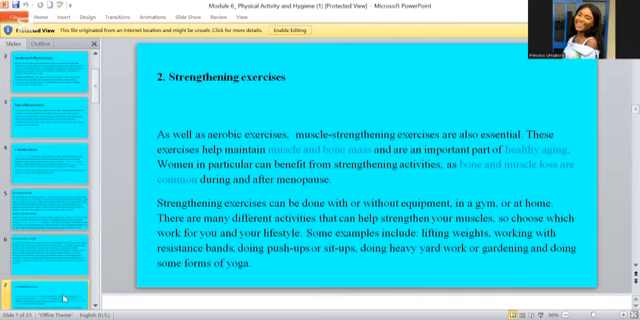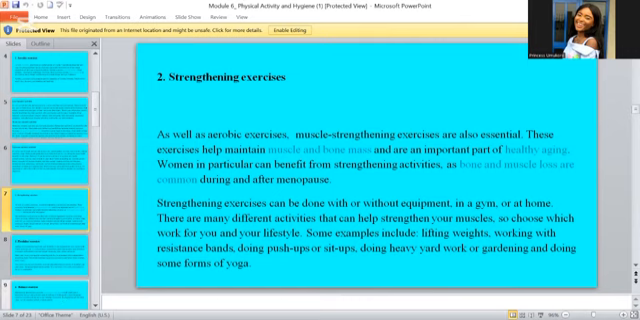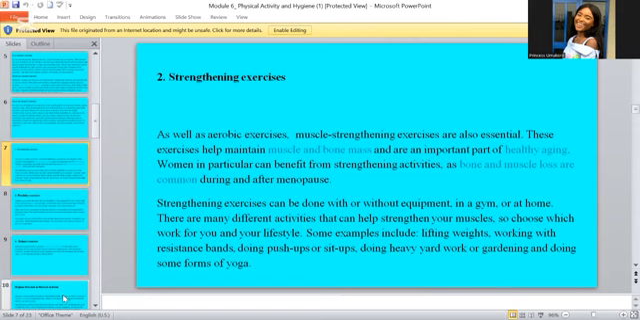Now we have strengthening exercises. Like aerobic exercises, muscle strengthening exercises are also essential. These activities or exercises can help maintain muscle and bone mass and are an important part of healthy aging. Women particularly can benefit from strengthening activities as bone and muscle loss are common during and after menopause. Some examples include lifting weights, working with resistance bands, doing push-ups or sit-ups, doing heavy yard work or gardening, and doing some form of yoga.